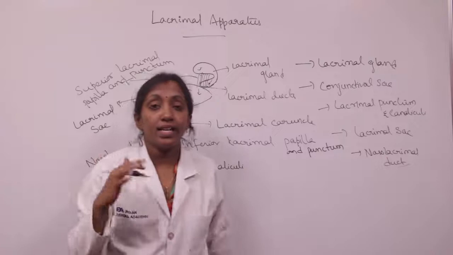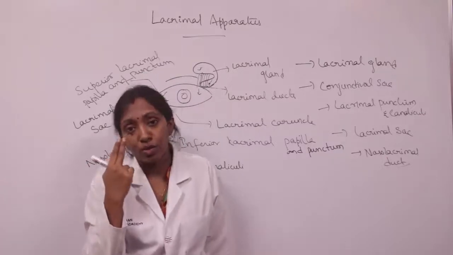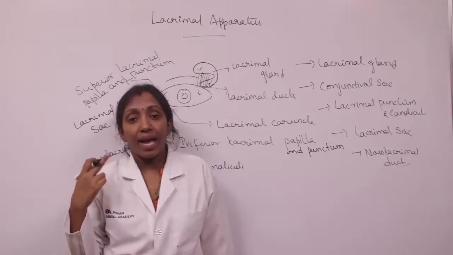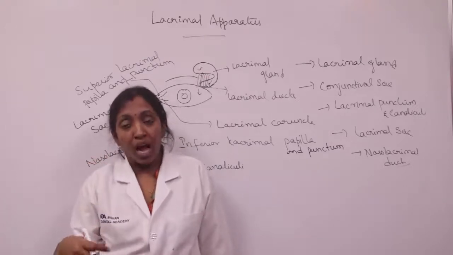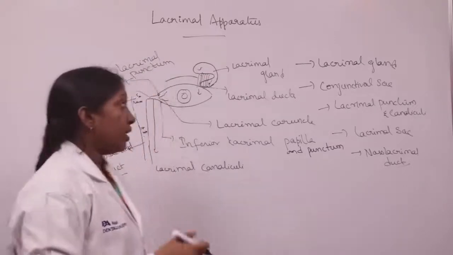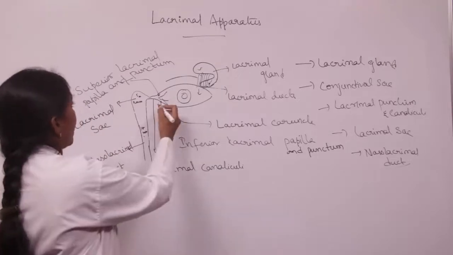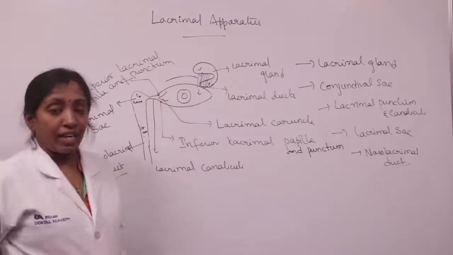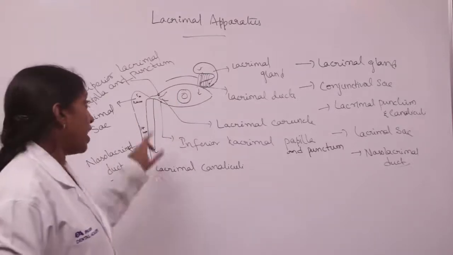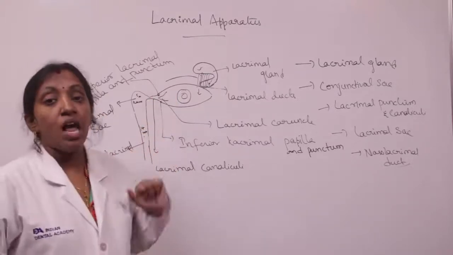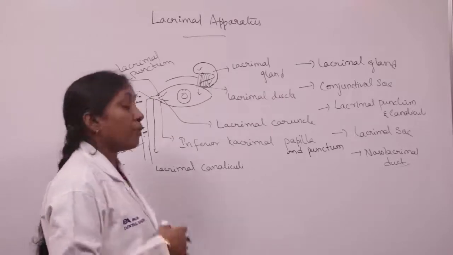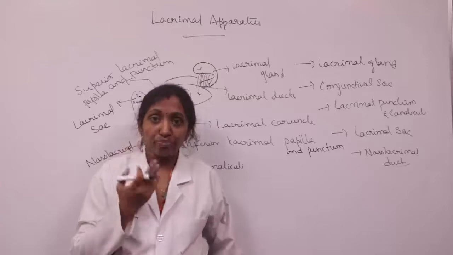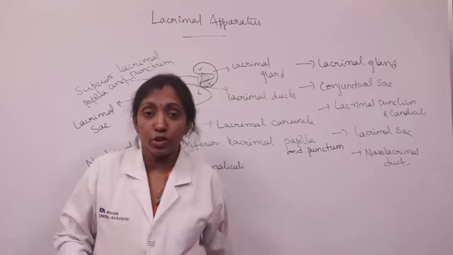The secretions from the lacrimal ducts open into the conjunctival sac. Here the fluid spreads over the conjunctiva, and periodic blinking of the eye helps in the spread of the fluid. Most of the fluid evaporates, and the remaining part is drained by the lacrimal punctum and through the lacrimal canaliculi. If an excessive amount of fluid is produced, it overflows over the cheeks. That condition we call epiphora.